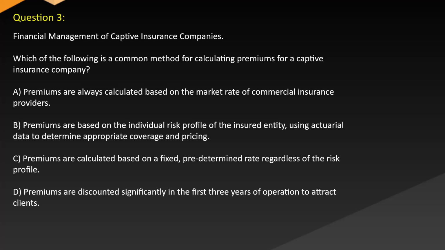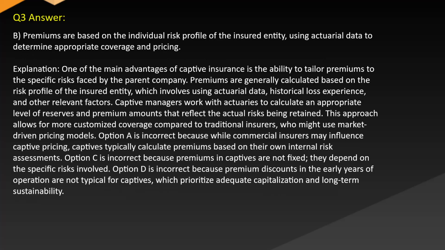D. Premiums are discounted significantly in the first 3 years of operation to attract clients. Answer: B. Premiums are based on the individual risk profile of the insured entity using actuarial data to determine appropriate coverage and pricing. Explanation: One of the main advantages of captive insurance is the ability to tailor premiums to the specific risks faced by the parent company.